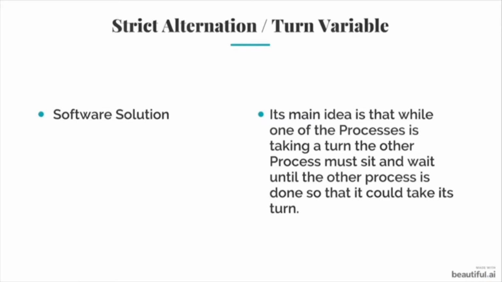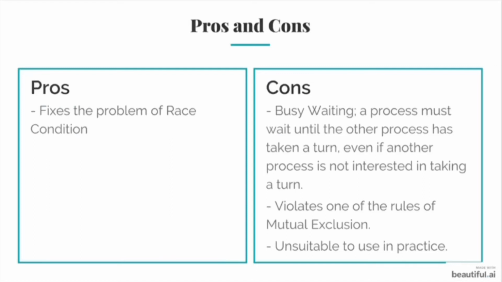So to summarize, strict alternation is a software solution for the problem of race condition, and its main idea is that while one of the processes or threads is taking a turn, the other must sit and wait until the first is done so that the second can take its own turn. Now let's take a look at the pros and cons of this approach.